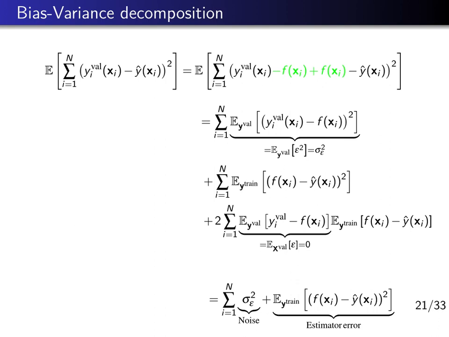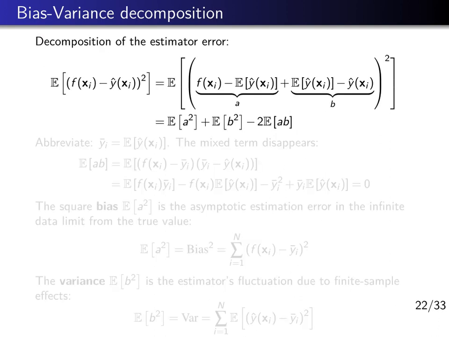But what we can influence and what we can change by the way we perform the machine learning is the estimator error, which is the difference between the true functional values and our predictions. So let us analyze this term in more detail. Let us analyze the estimator error in detail. So we have the expectation value of the square difference of the true functional value at xi and the model prediction at xi.